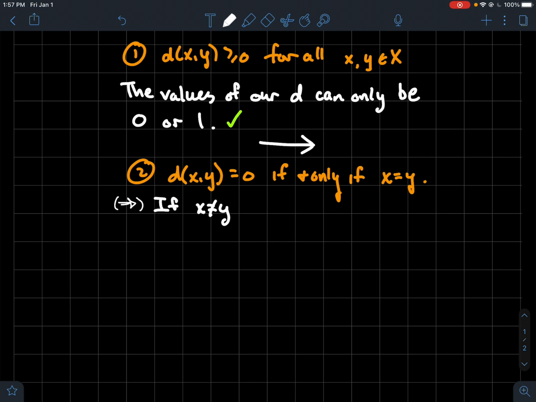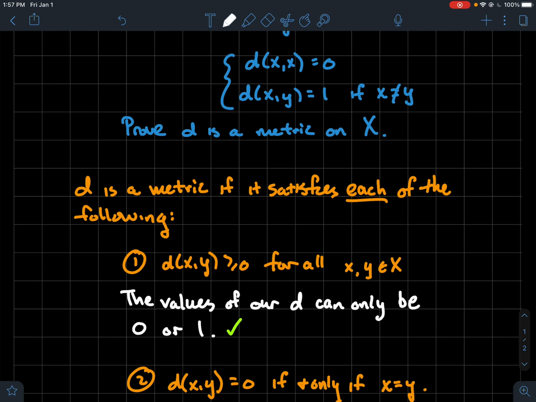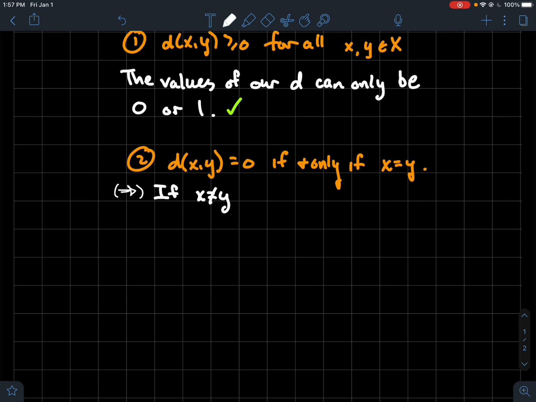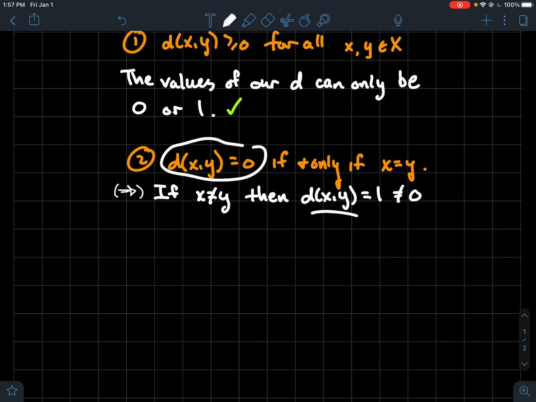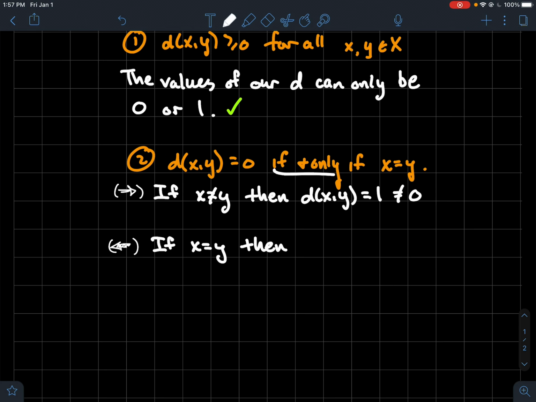What we're actually going to do to prove that direction is the contrapositive. Remember, we're going to assume not q implies not p. So notice we're starting with, what if x is not equal to y? Well, let's take a look. What does our distance function do? If x is not equal to y, the distance between x and y is 1, which is certainly not equal to 0. So we just came up with not p. We just showed not q implies not p, which is the same thing as p implies q. So that's the contrapositive. Now let's go the other direction for this if and only if.